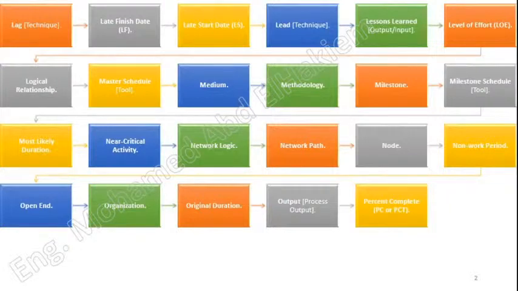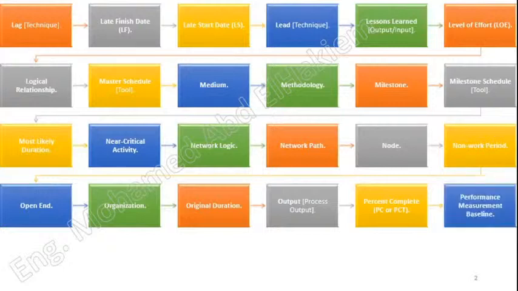Percent complete, PC or PCT. An estimate, expressed as a percent, of the amount of work that has been completed on an activity or a work breakdown structure component. Performance measurement baseline. An approved integrated scope schedule cost plan for the project work against which project execution is compared to measure and manage performance. Technical and quality parameters may also be included.